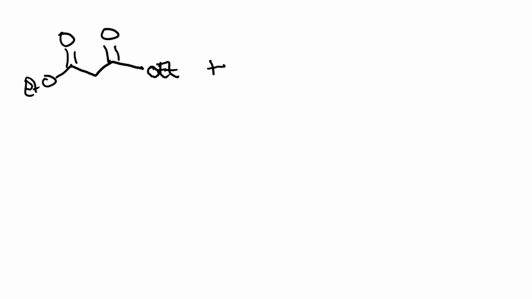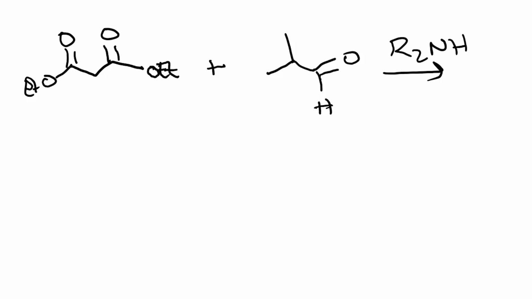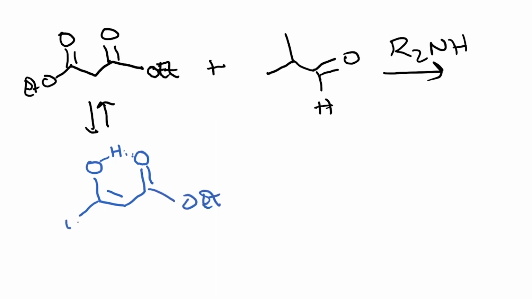Now, how do we do the reaction? The example I'm going to take is diethyl malonate, OEt, reacted with an aldehyde, and we add a base. The base that we add here is, let's say, R2NH. The first step we can imagine is that this is in equilibrium with the corresponding enol. One of the reasons why this enol is very stable is the intramolecular hydrogen bonding.